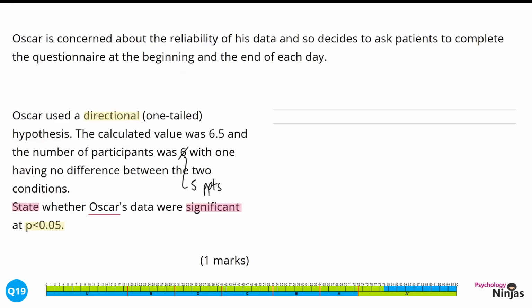So the first thing we're going to write in our answer is our critical value, and our critical value was 0. And then we need to identify our calculated value within our stem, which is 6.5. And we're going to compare these two values in our answer. So 6.5 is bigger than 0. This is going to determine whether our results are significant. So the results are not significant. This is because 6.5 is bigger than 0. It will always tell you at the bottom of the table which way round it needs to be significant.